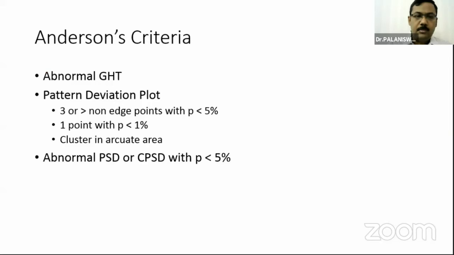Anderson's criteria helps us to know if a particular defect is glaucomatous or not. For this, there has to be an abnormal glaucoma hemifield test. On the pattern deviation plot, 3 or more non-edge points in the 30-2 or edge points in the 24-2 with P less than 5%, 1 point with P less than 1%, and the cluster should be in the arcuate area. Abnormal PSD or CPSD with P less than 5%.